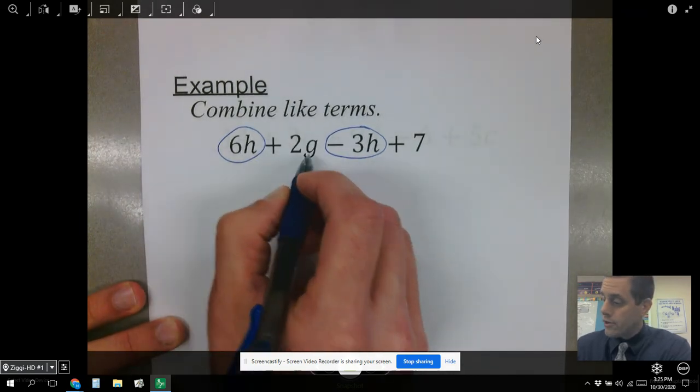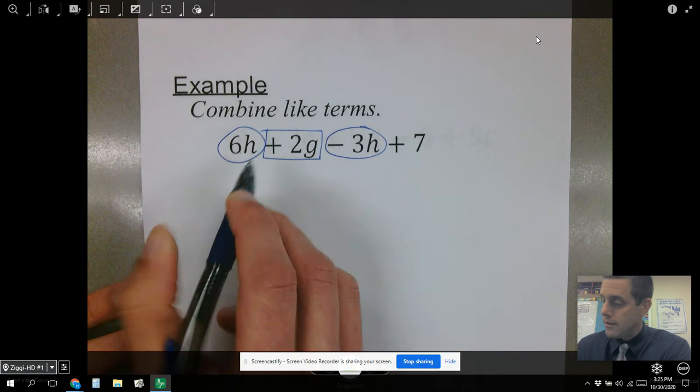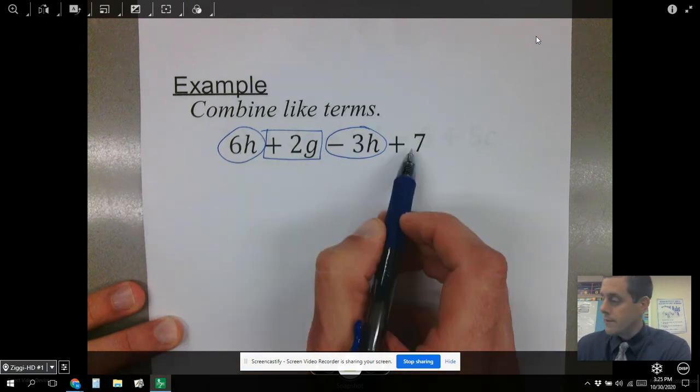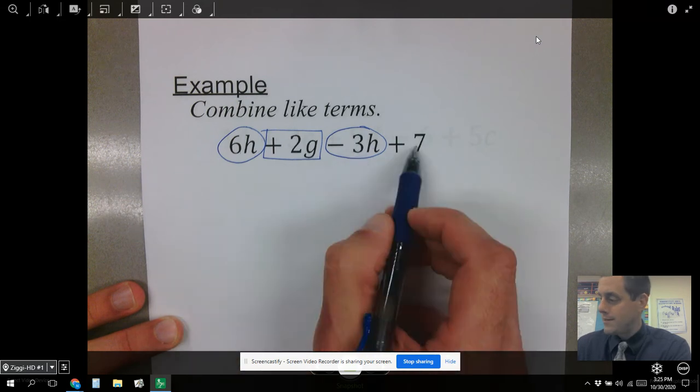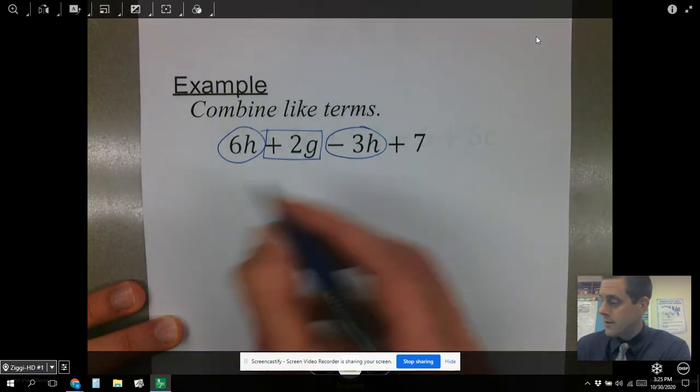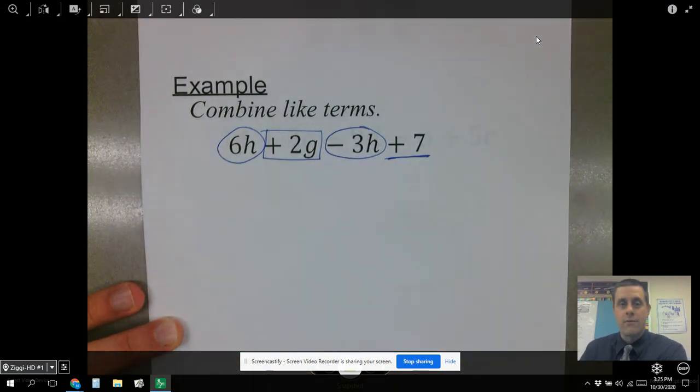Let's combine all the terms that are like 2g. I'm going to put a box around them. The only term I have left is a 7. It is not like 2g because it's just a constant, doesn't have a variable at all. And so 7 is kind of all by itself.